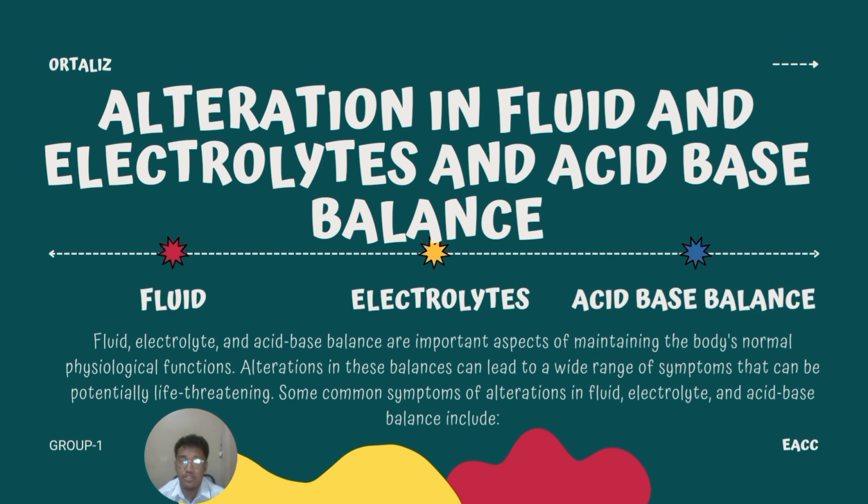Acid-base balance refers to the pH balance in the body, which is maintained by the balance of acids and bases. Alterations in acid-base balance can lead to acidosis, which is increased acidity in the blood, or alkalosis, which is decreased acidity in the blood. This alteration can have significant effects on the body's function and can lead to a wide range of symptoms and health problems.